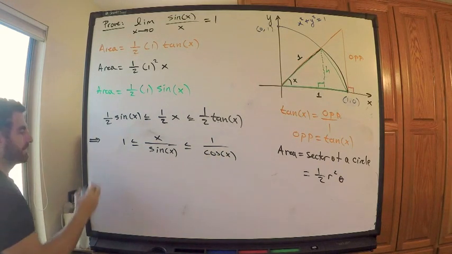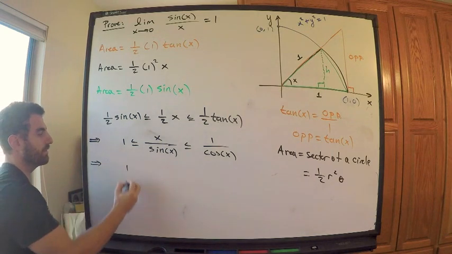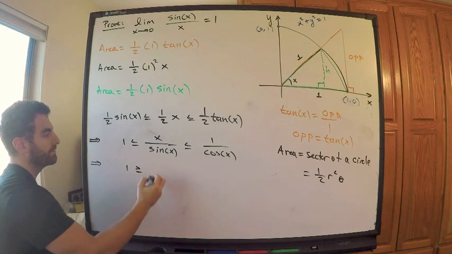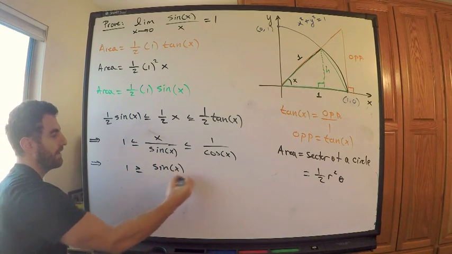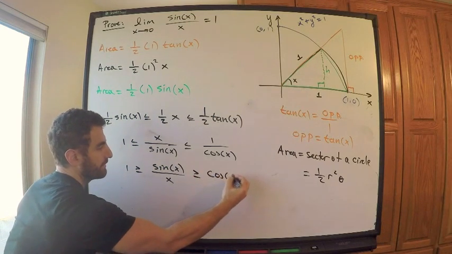This is looking like something. Now take the reciprocal of everything. The reciprocal of 1 is 1. If I take the reciprocal, I switch the inequality: 1 is greater than or equal to sine x divided by x, which is greater than or equal to cosine of x.